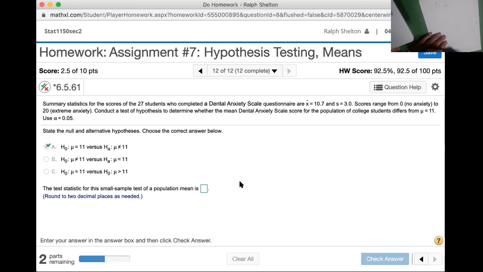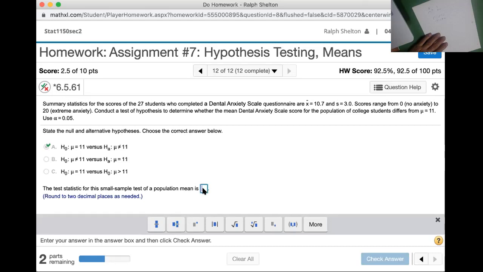Conduct a hypothesis test to determine whether the mean value differs from mu equal 11. So H0, the null hypothesis, is mu equals 11. It says test to see whether it differs from that, so HA is mu not equal to 11. That's part A. It's a two-sided test. It asks for the test statistic, and here we don't have data, but we could use our formula.